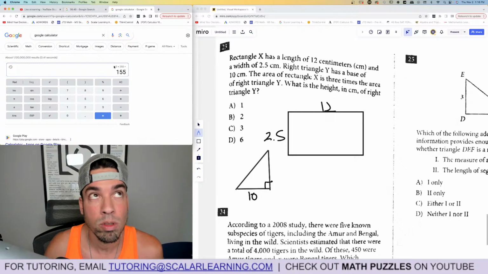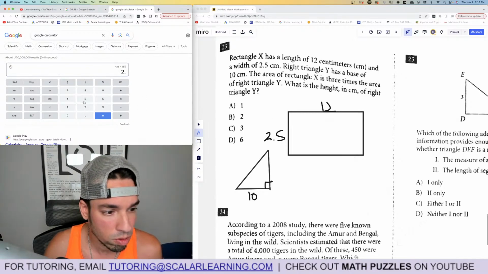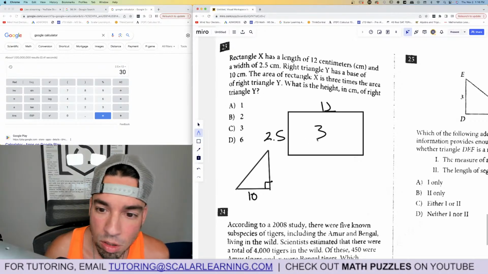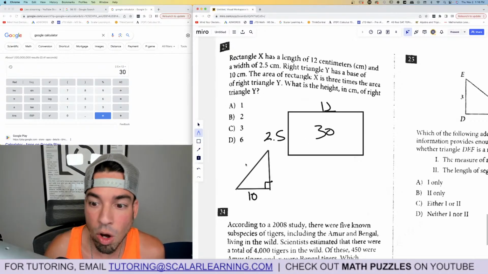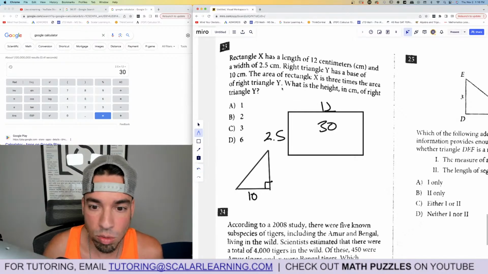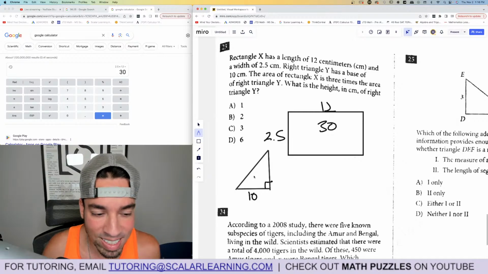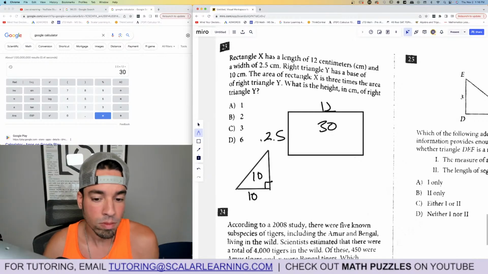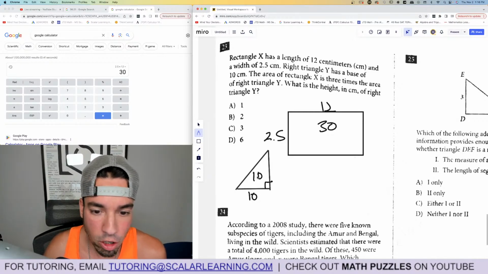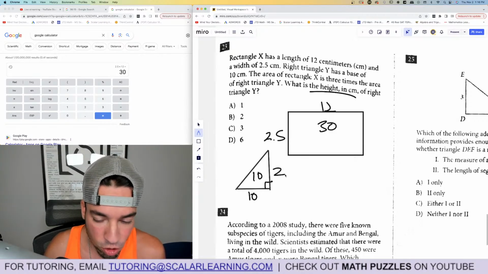Wait, 12 times 2.5 is 30. It is 30, but double check, 2.5. Okay, so this is 30. So the area of rectangle X is 3 times the area of the right triangle, which means the area of this is 10, okay? Well, to get an area of 10, the height has to be 2. I'm going to tell you why.